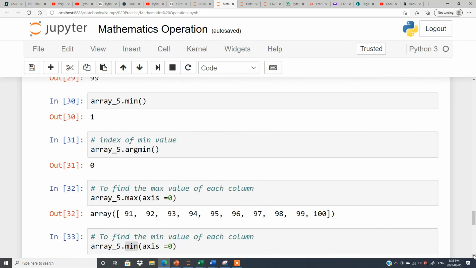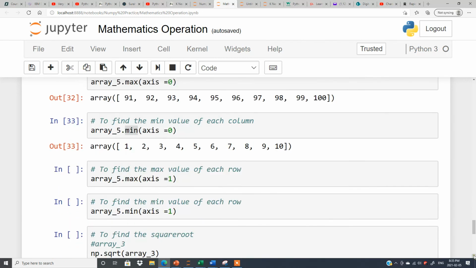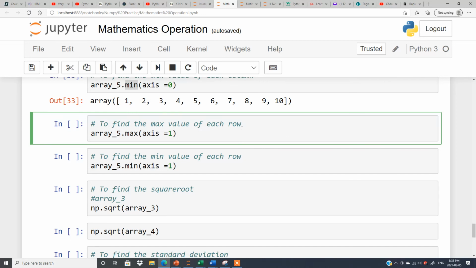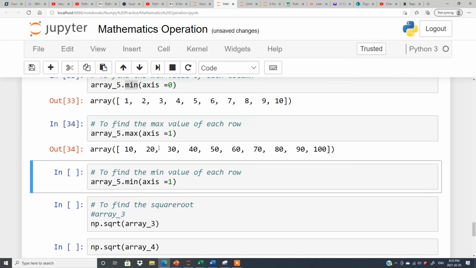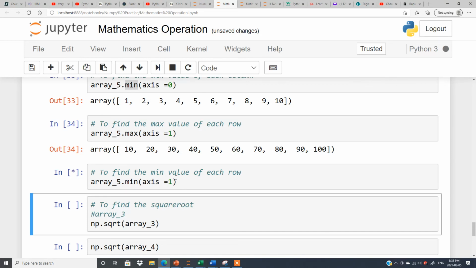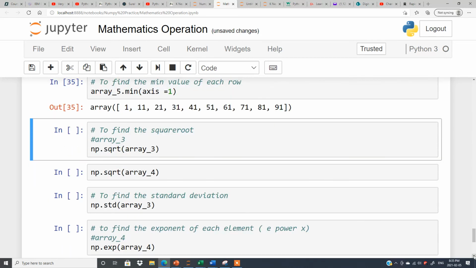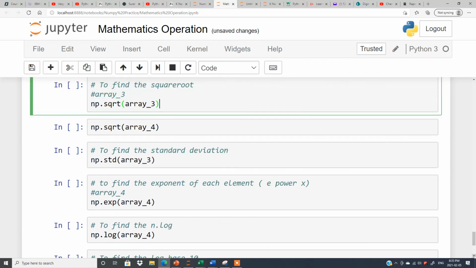Okay, now to find the maximum value row-wise, execute it. So this is the maximum value of each row. For the minimum value of each row, axis equal to 1. I hope that now you are getting very well when you have to put axis equal to 1 and axis equal to 0 in numpy.